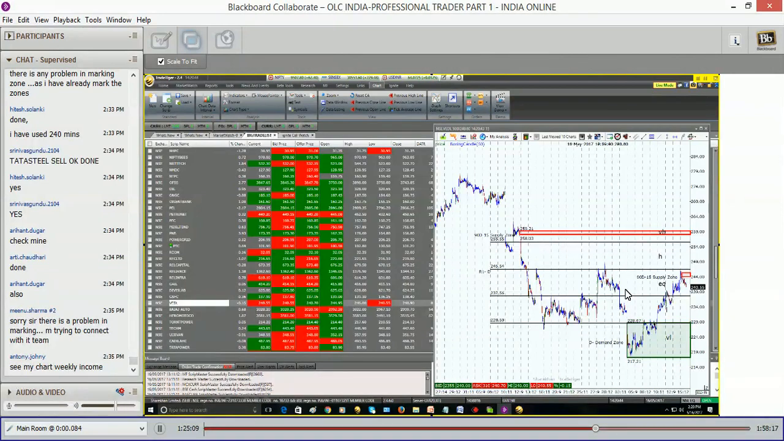Okay, Meenu, just get in touch with them. But Meenu, I haven't looked at any of your charts, so I want to give some time to see how you mark your zones.